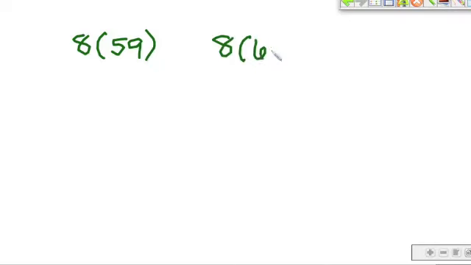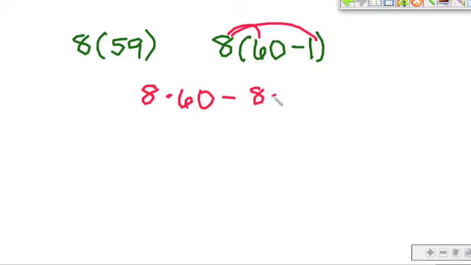Let's try this one. If I have 8 times 59, I'm going to do this as 8 times 60 minus 1, because 60 take away 1 would be 59. Now distribute that 8: 8 times 60, take away 8 times 1. 8 times 60 I know is going to be 48, add a 0, so 480, minus 8 times 1, which is 8. Subtract those two numbers and I get 472.